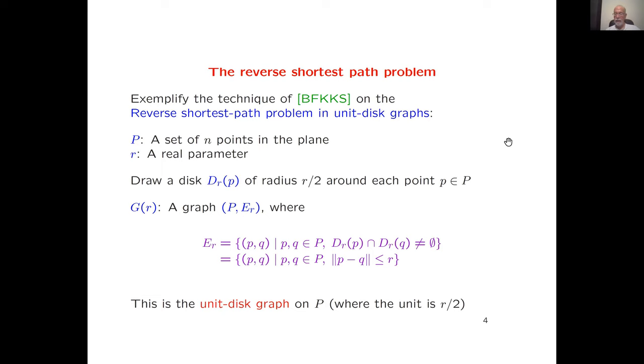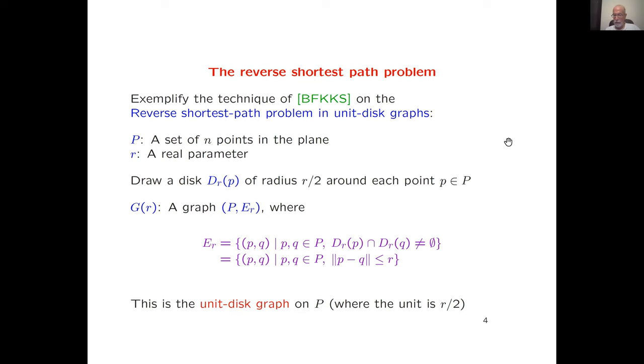So the running example on which I want to exemplify this technique, which is a new application, is the reverse shortest path problem in unit disk graphs. So what does it mean? We have a set P of points in the plane, and suppose we are given some real parameter distance r, and we draw a disk of radius r over 2 around each point of P, and then we form the intersection graph of the disks.